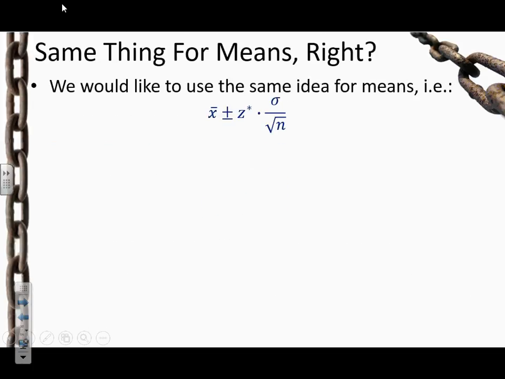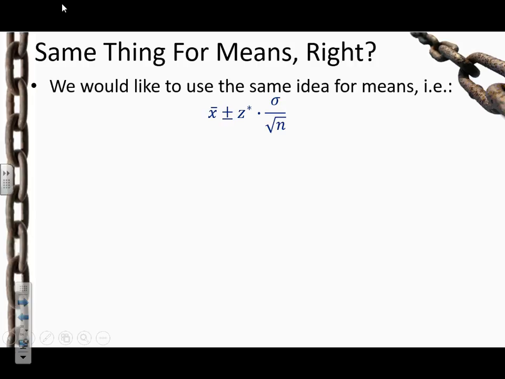Okay? Now, we would like to do the same thing for means. And again, don't write this down. We want to do this because that would be very easy. If we follow the same idea, we would take the sample mean plus or minus our critical value z star times our standard deviation for our sampling distribution, which would be the population standard deviation divided by the square root of the sample size. Okay? Now, what's the problem with this particular formula?